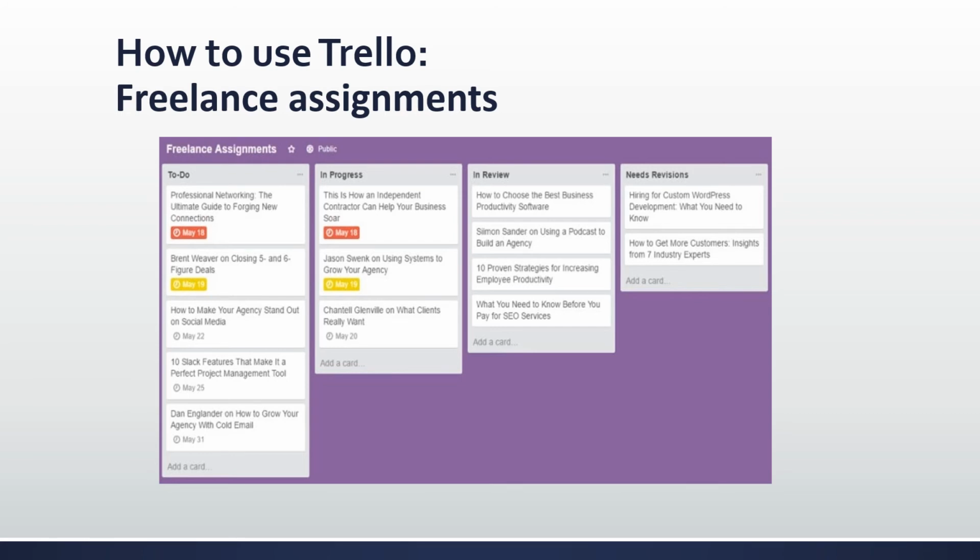And using Trello to manage your freelance work also helps with capacity planning. If a new request comes in, you can review the outstanding assignments to determine if you can accept new work and meet the requested deadline.